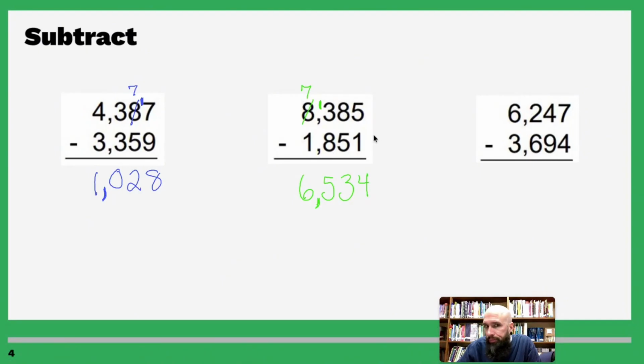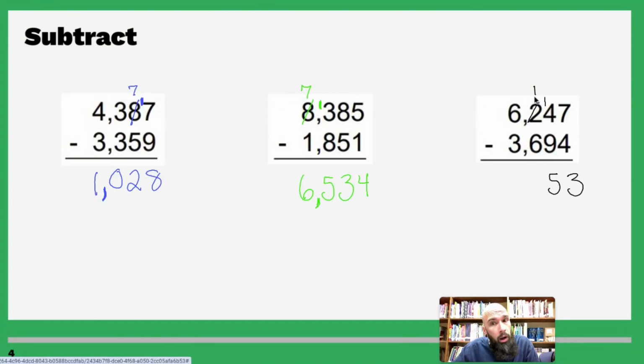Pretty exciting stuff. Let's do another. 7 minus 4, go to the ones place column. 7 minus 4 is 3. 4 minus 9, can't do it. Borrow 1 from 2 and make it a 1, and turn 4 into a 14. 14 minus 9 is 5.